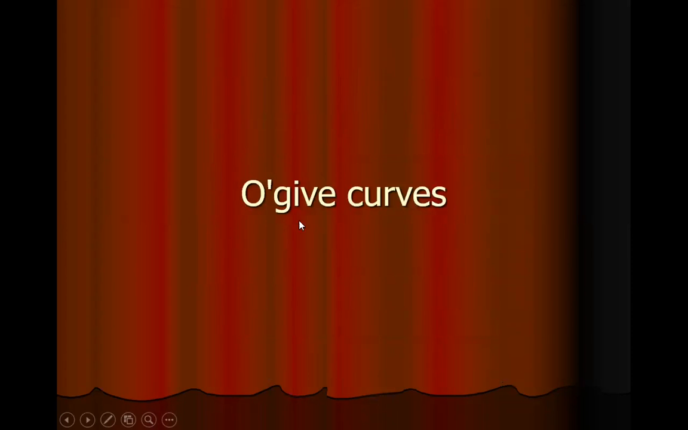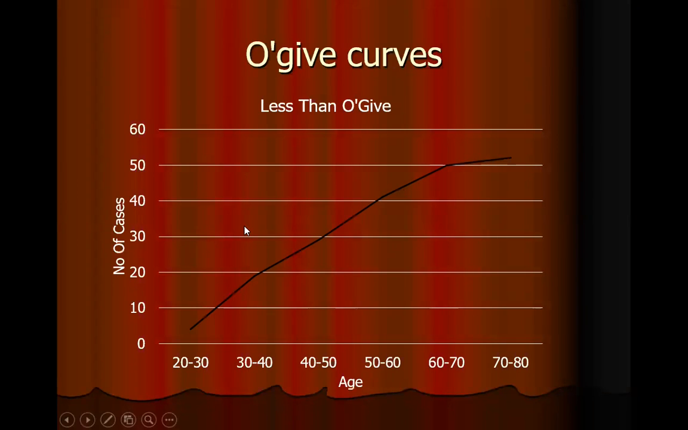Then we come to Ogive curve. Ogive curve is the representation of cumulative frequency graphically. So the x-axis represents age. The number of patients less than 20 to 30 is of course 0. Then the number of patients less than 30 to 40 will be the sum of the class interval 30 to 40 and this class interval 20 to 30.